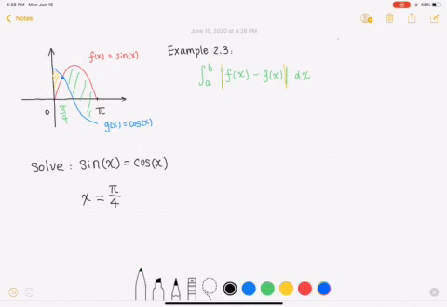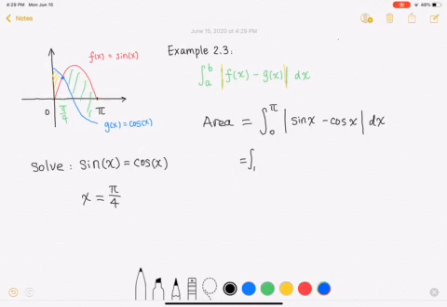Now we solve the problem by calling the formula. Area equals the integral from 0 to pi, right? That's the interval. Absolute value of f of x, so sine of x, subtract cosine of x dx. So you need to know what formula to use and what the functions are. Then you have to break the integral.